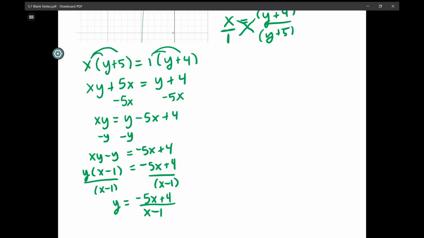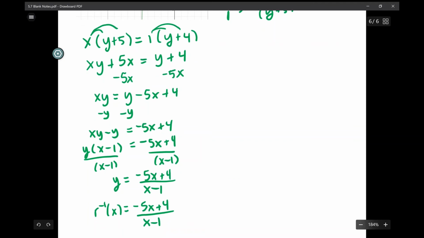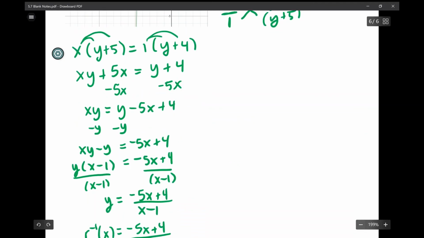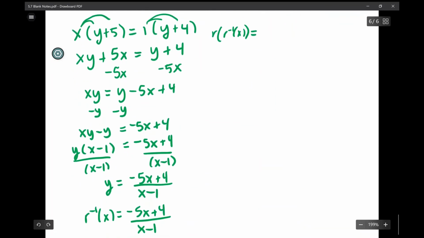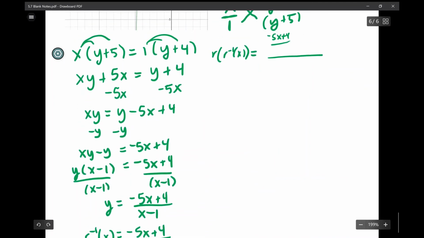All right, so that is my inverse function: r inverse of x equals (minus 5x plus 4) over (x minus 1). We can try to compose this with our original function. It is a little bit trickier, so hang in there with me. We're going to find r of r inverse of x. Our original function was (x plus 4) over (x plus 5). Now everywhere I see an x, I'm putting (minus 5x plus 4) over (x minus 1).